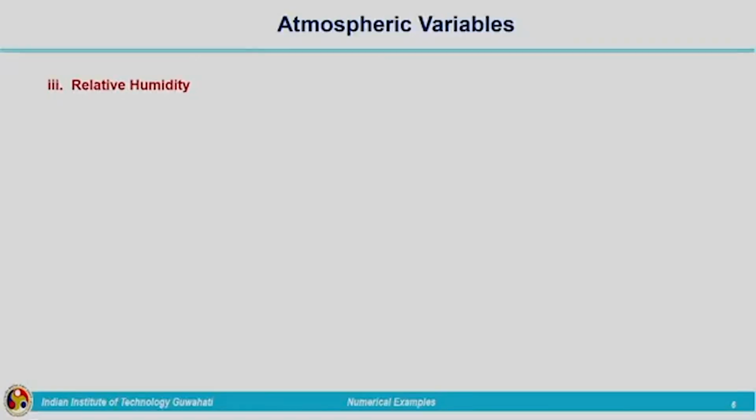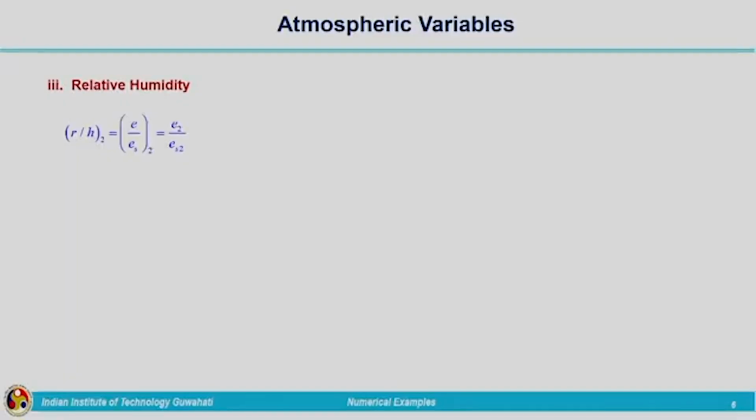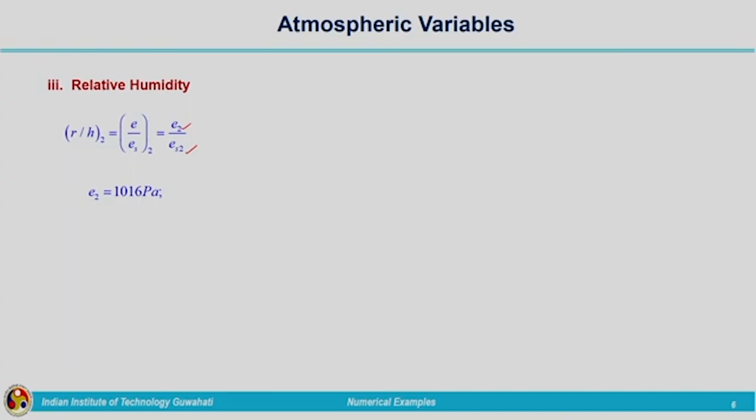So, now we have calculated the vapor pressure and atmospheric pressure at the level of 1200 meters above the ground surface. Next is relative humidity. We need to calculate the relative humidity. We know the relationship for the calculation of relative humidity. Relative humidity at section 2 is given by E by Es at section 2, that is E2 divided by Es2. We have the value corresponding to E2. Now, we need to calculate the saturation vapor pressure at section 2 corresponding to that particular temperature. E2 is the value we have calculated already. It is 1016 Pascal, and the Es2 saturation vapor pressure value we have not calculated at the level of 1200 meters, that we need to calculate.